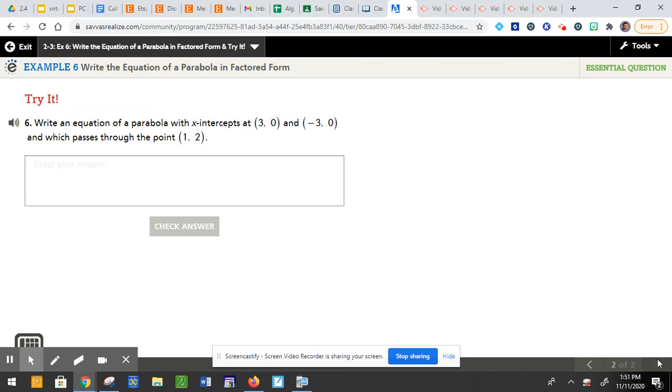Let's try the exact same thing. Do our normal deal here where you pause it and try it and then come back and I'll explain it.